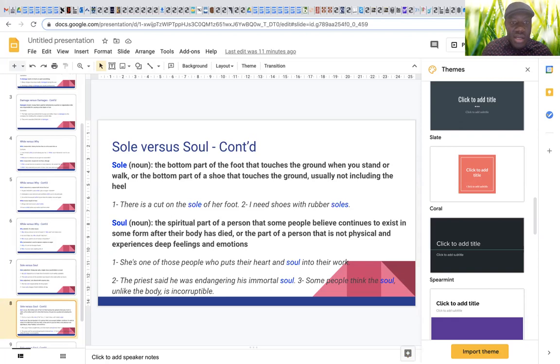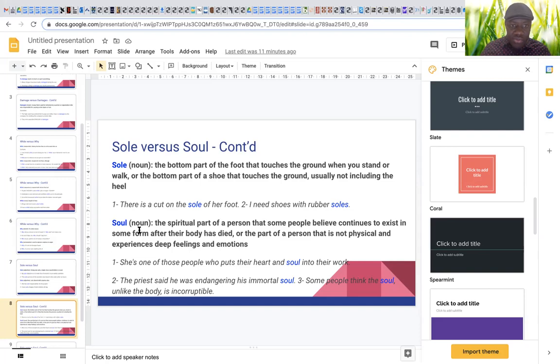Example, there is a cut on the sole of her foot. It means there is a wound, okay? There is a wound caused by something like a machete, a cutlass, for example, on the sole of her foot. I need shoes with rubber soles.